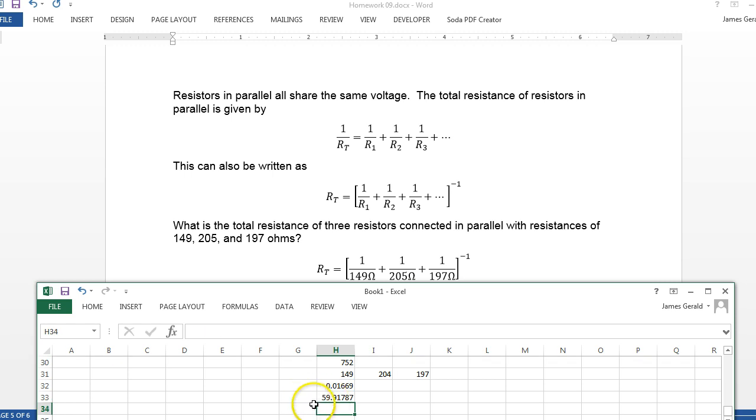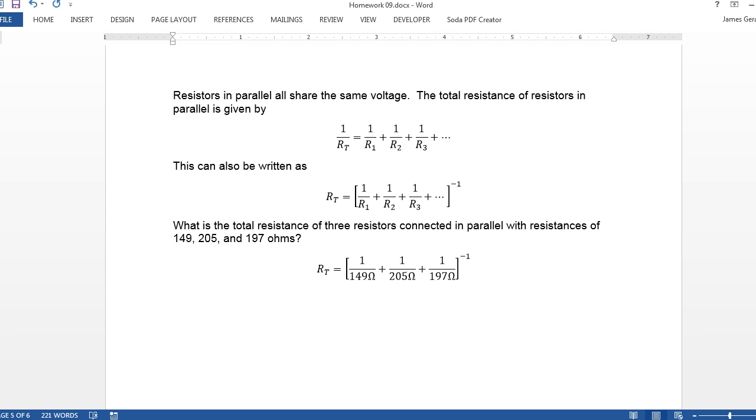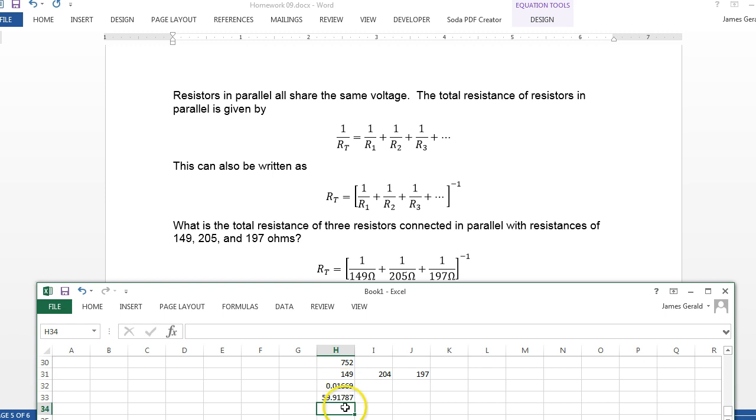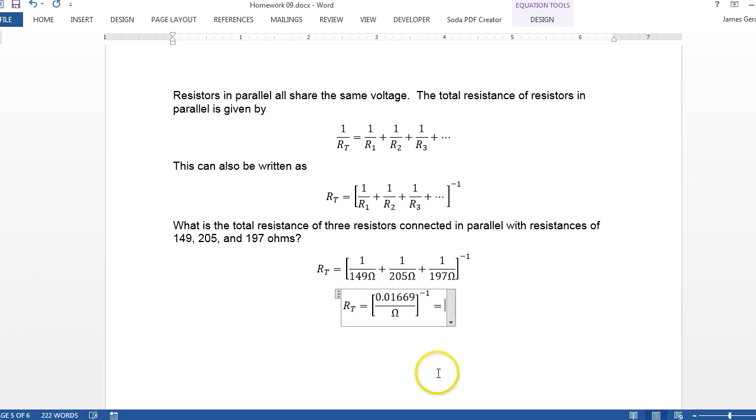And now 59.92 is what we get here. So let me first show the sum of the inverses: 0.01669 per ohm. And then we got out of that 59.92 ohms.